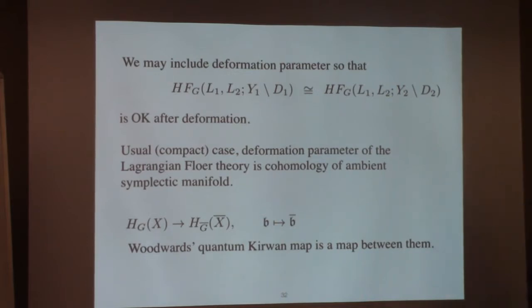In the usual compact case, the deformation parameter of Lagrangian Floer theory is the cohomology group of the ambient symplectic manifold. That's called bulk deformation. Any even degree cohomology class of the ambient symplectic manifold can be used to define the whole Lagrangian Floer theory. That is called bulk deformation. And Woodward's quantum Kirwan map is a map between these parameters.